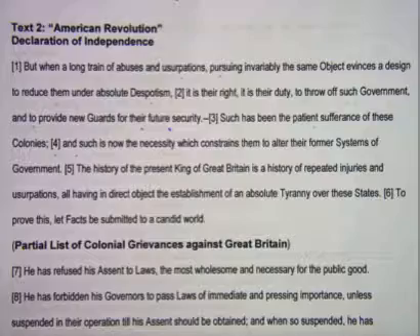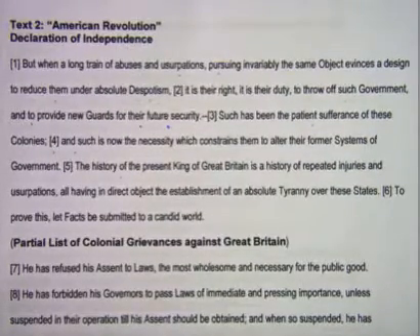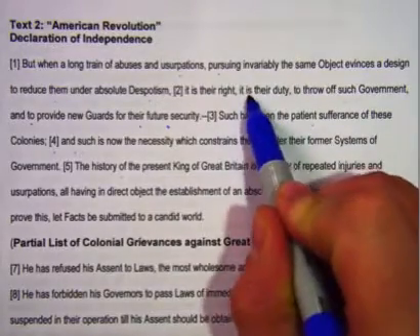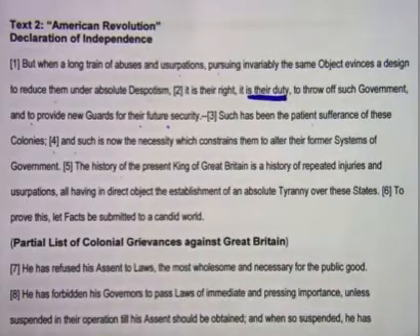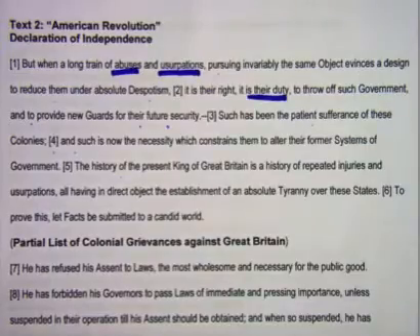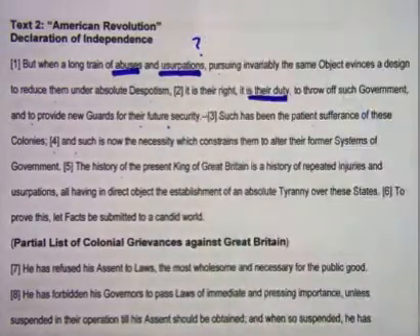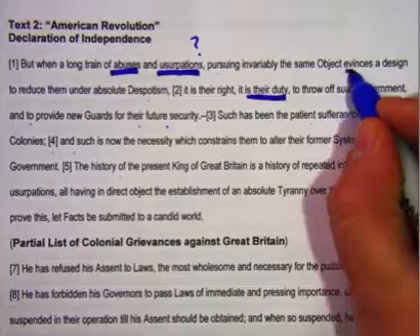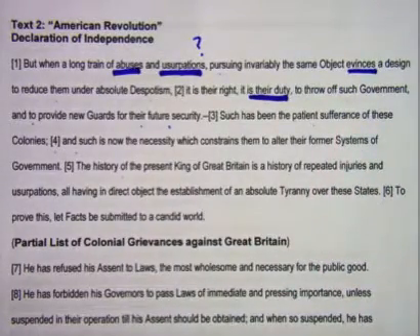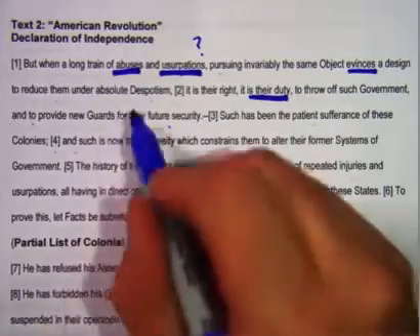But when a long train of abuses and usurpations pursuing invariably the same object evinces a design to reduce them under an absolute despotism, it is their right, it is their duty to throw off such a government. All right, so we've got duty, abuses, usurpations. What does that mean? Evinces. Wow. Only on the SAT would I ever see that word. A design to reduce them under absolute despotism.